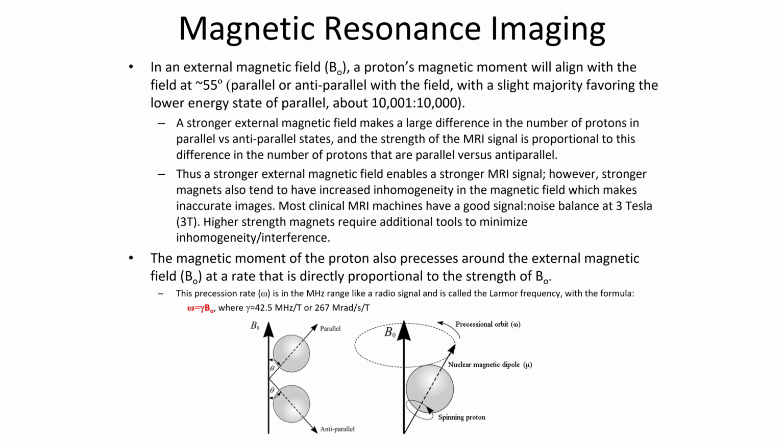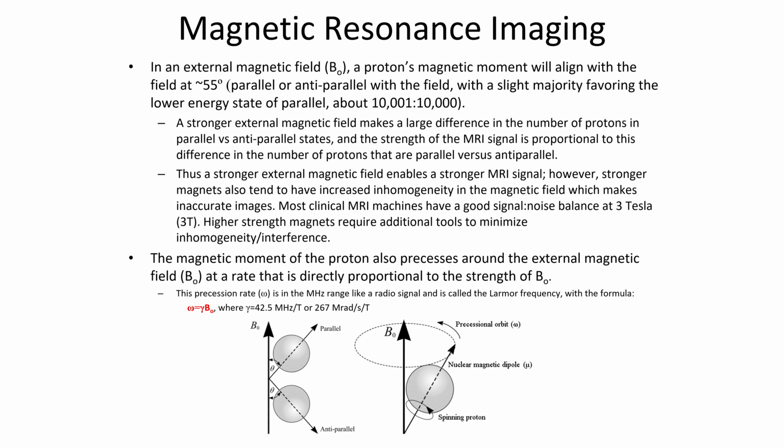Now, it turns out that you might think that the protons have an equally likely probability of distributing themselves either parallel with the magnetic field or anti-parallel, as it's called, with the magnetic field. But the energy states favor the protons in the direction parallel with the magnetic field. It's very slight. It's only about 10,001 protons to every 10,000 protons that are in the anti-parallel direction.